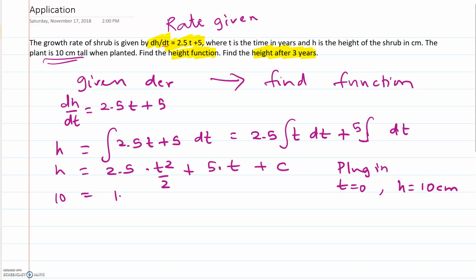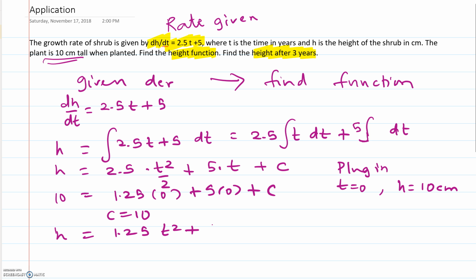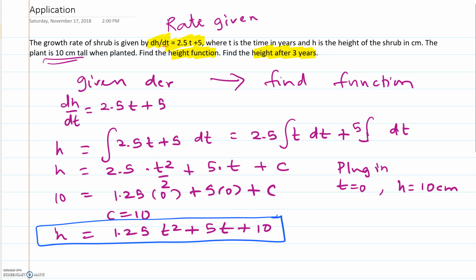So if you plug this in, you'll have 10 equal to 1.25 t squared. t is going to become 0, so this will become 0 plus 5 times 0 plus c. So c will be 10. Once we evaluate c, we have the height function explicitly. The height function is 1.25 t squared plus 5t plus 10. So this is the height function for question A.